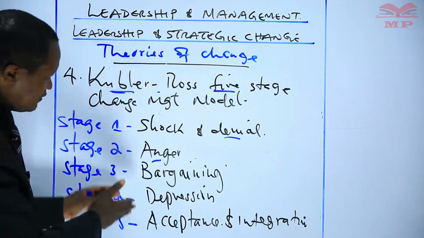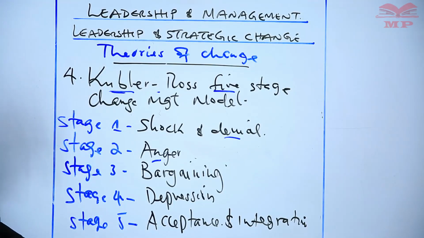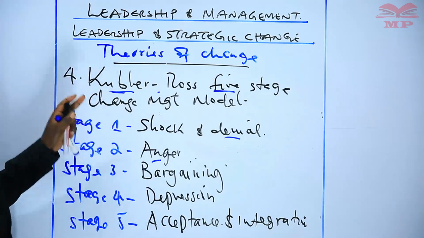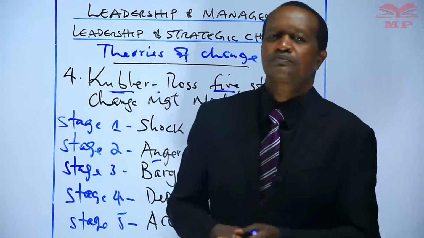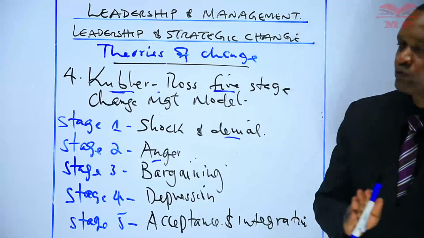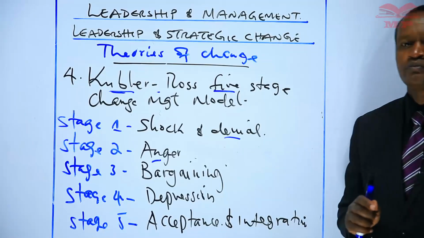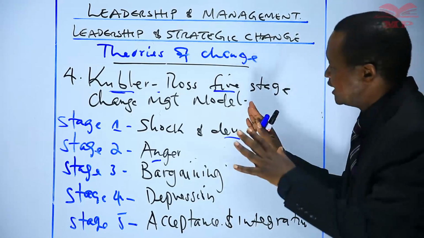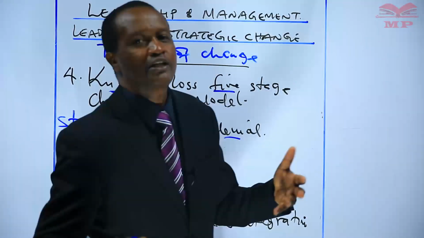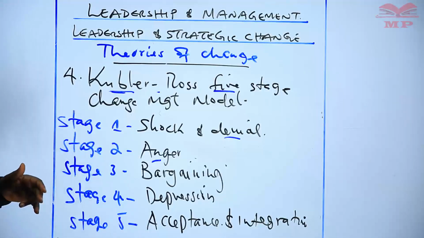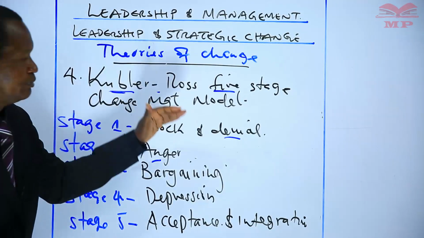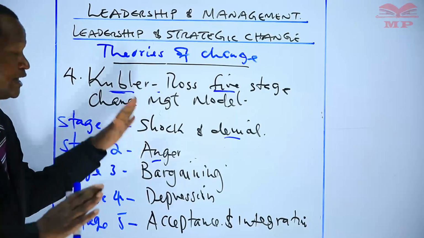So these are the 5 stages in the Kubler-Ross 5-stage change model. But candidates, it should be noted that each person who is affected by change under this theory may experience these emotions differently. Some people may spend a lot of time in stage number 1, others may spend more time in stage number 2, number 3, and so on. It doesn't mean that all the employees will be at the same stage at the same time. No.